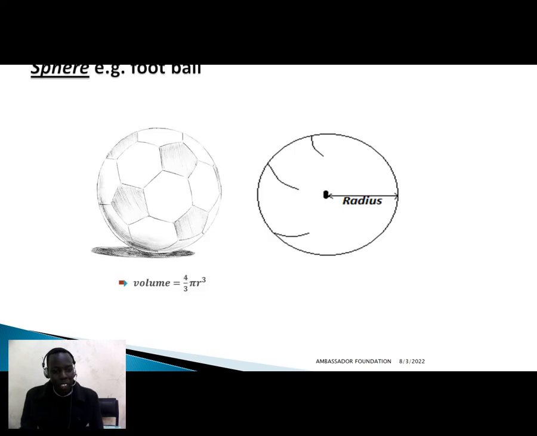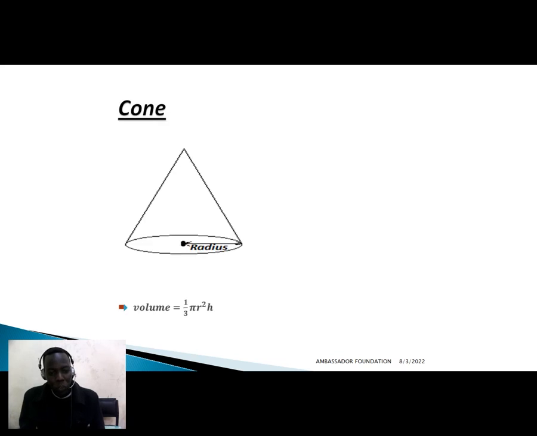Over a sphere, for example, a football, the volume is 4 over 3 pi r cubed. We have a cone, 1 over 3 pi r squared h, where there is a height running from the tip to the bottom down there.